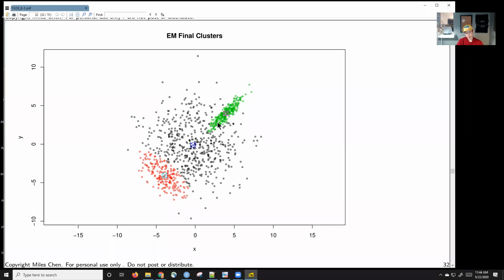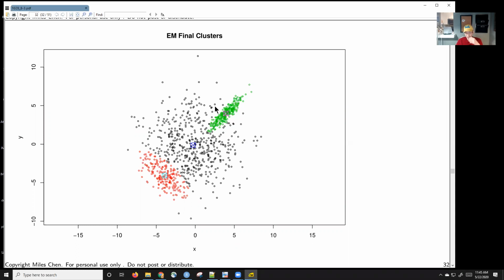So if you take into account the spread, the variance matrix here, all of these points get assigned to green, but because it's drawing the covariance there, this dot over here is not going to belong. The EM algorithm is not going to assign it to the green cluster. K-means would have assigned it to the green cluster.